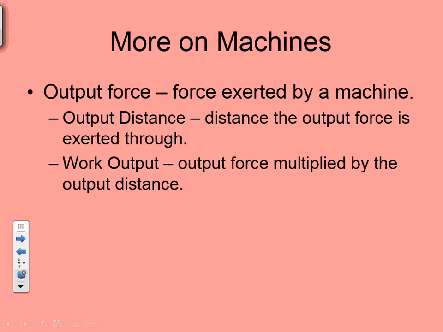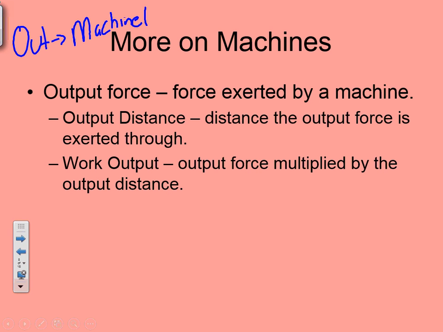Now, output is the force exerted by the machine. In was the person, out is going to be the machine. So when we talk about work output, we're going to talk about distance. That's the distance the machine moves, or the machine applies. Work is the amount of force and distance the machine applies.